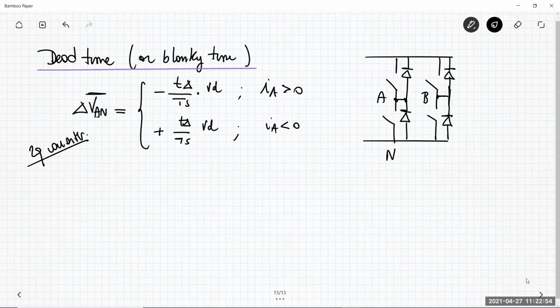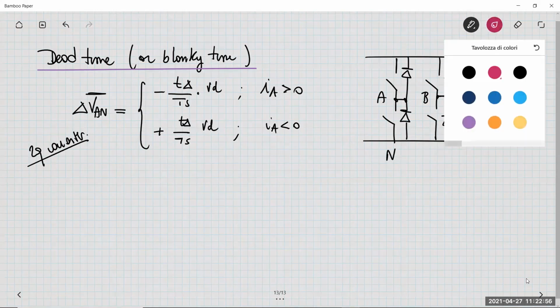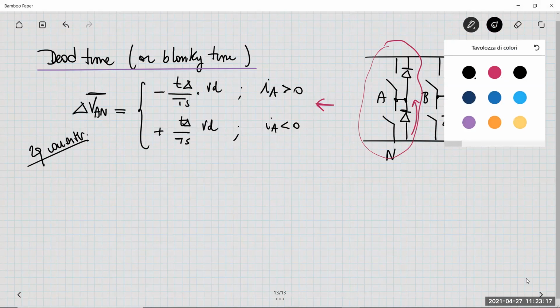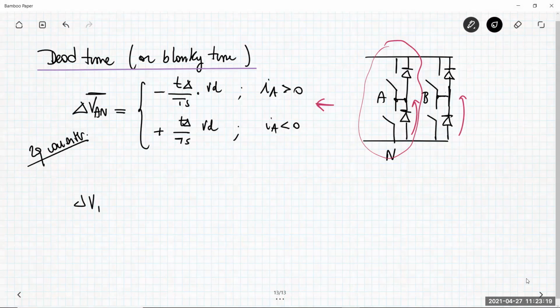Like here, okay? So I know that for just one leg, this result is correct, because this is what happens for the two-quadrant converter, and the two-quadrant converter is basically one leg of this four-quadrant converter, okay? But the same happens for the other leg. So we can have the same result that we previously derived analytically also for VBN.